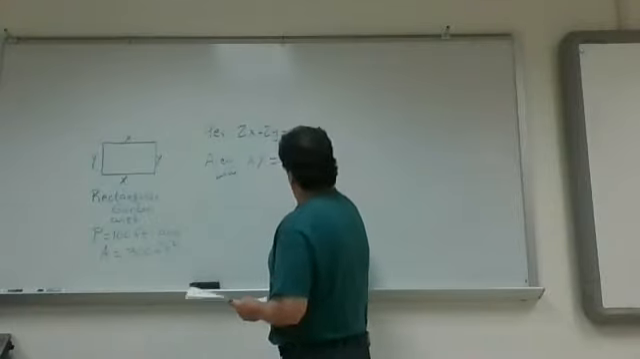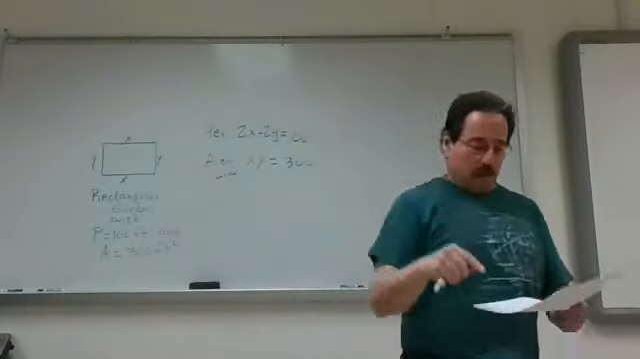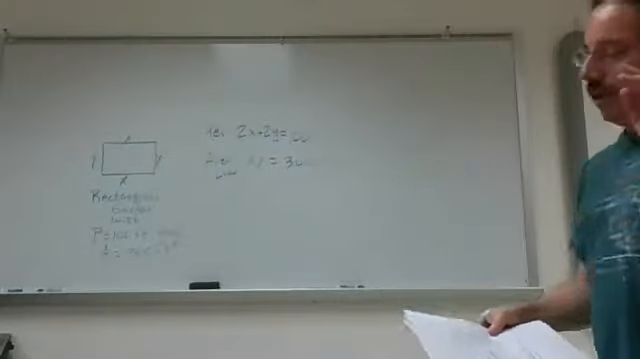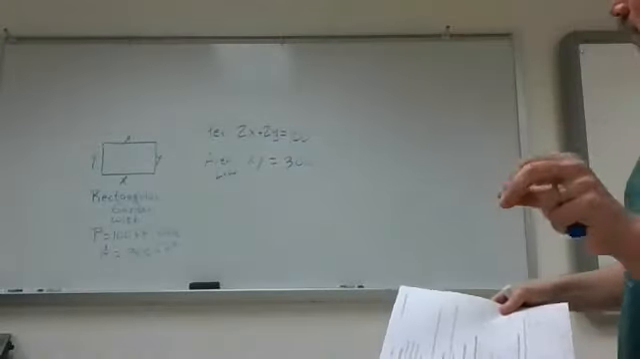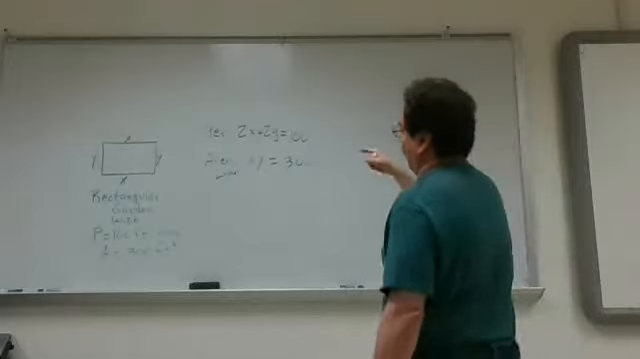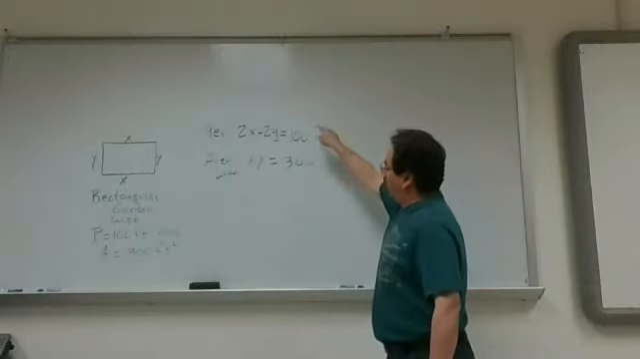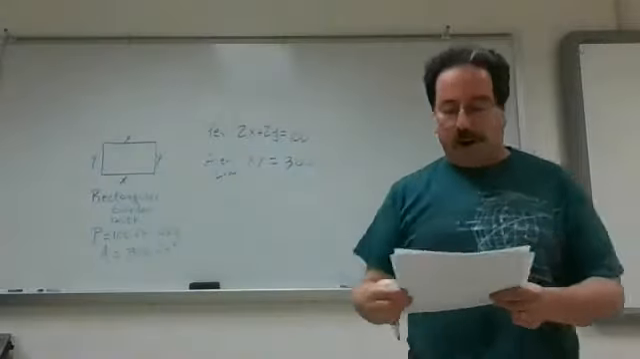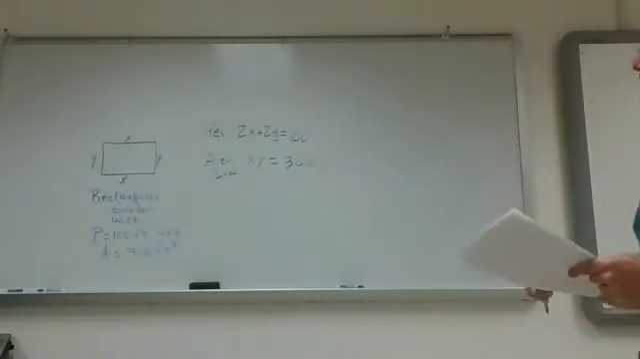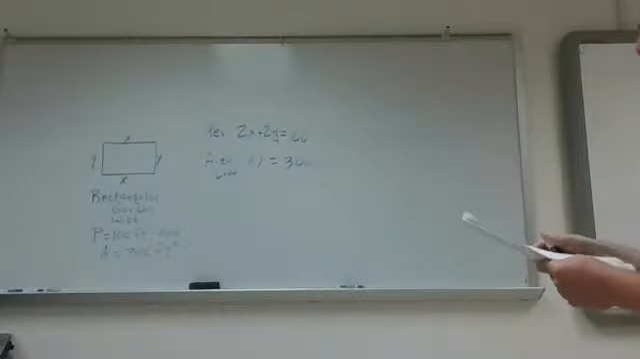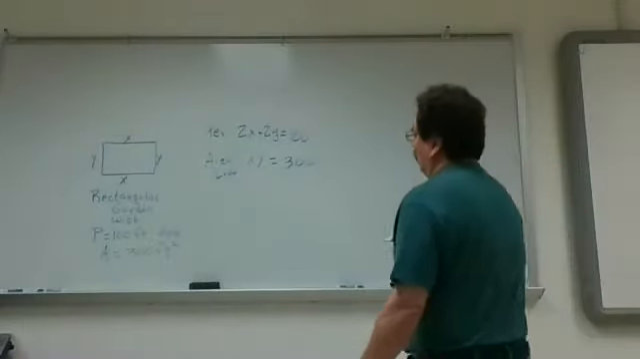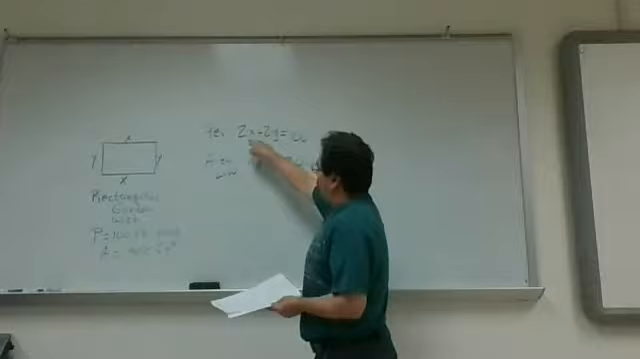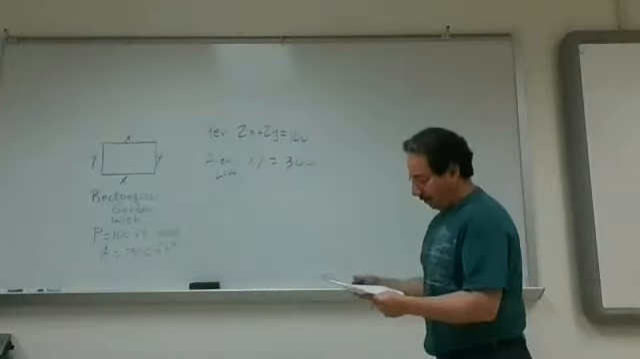So the difference between this problem and the last problem is that in the last problem, both equations were linear. In this problem, only this equation is linear. This is not a linear equation because it's not a y equals mx plus b. It's not an ax plus by equals c. All right, so what we're going to do is we're going to solve this equation for either x or y.